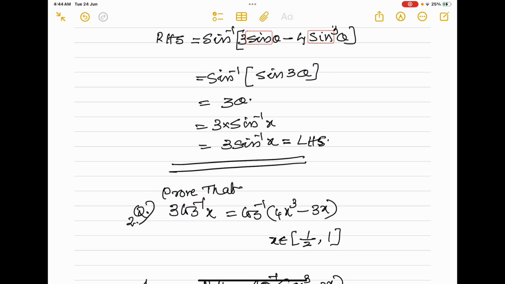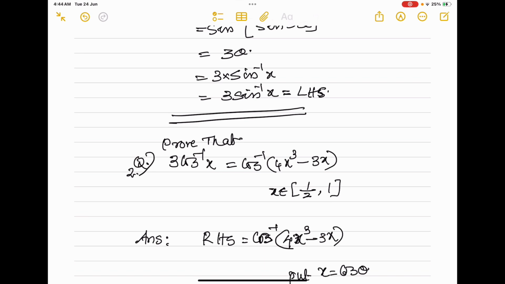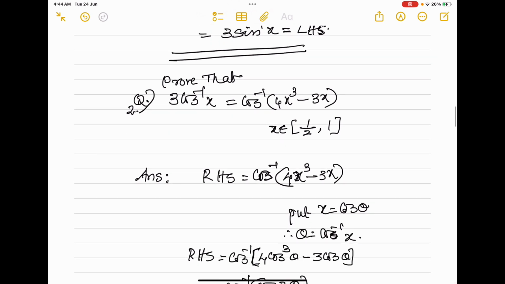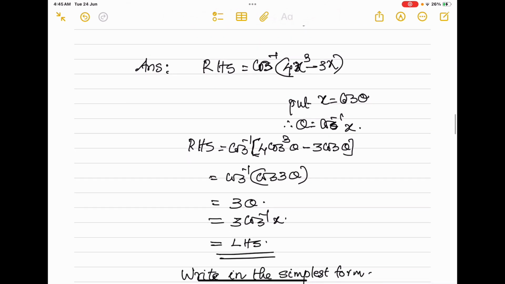Prove that 3 cos inverse x equals cos inverse of 4x cube minus 3x, where x belongs to the closed interval 1 by 2, 1. Here in RHS we put x equal to cos theta. Then we get RHS equals cos inverse of 4 cos cube theta minus 3 cos theta. That's equal to cos inverse cos 3 theta, that's equal to 3 theta. That is 3 cos inverse x, equal to LHS.